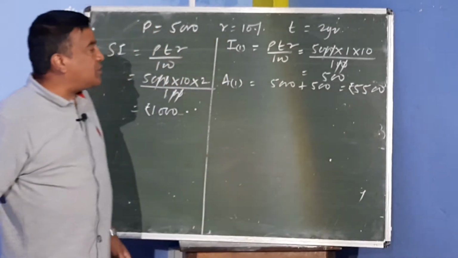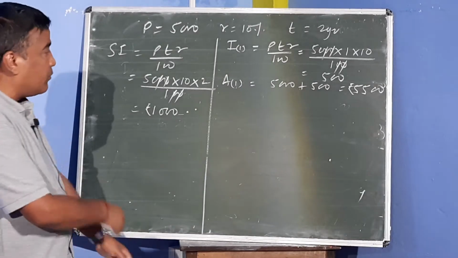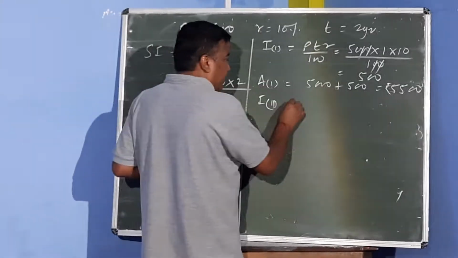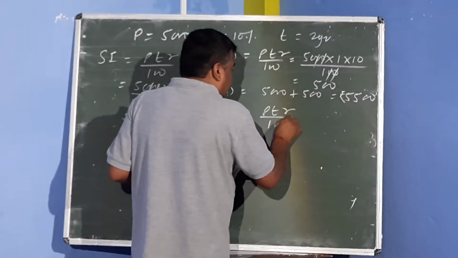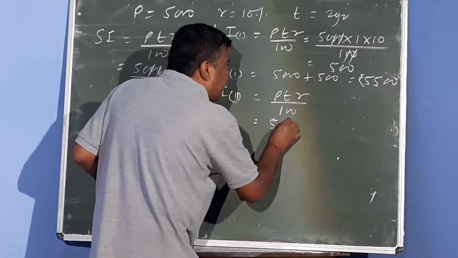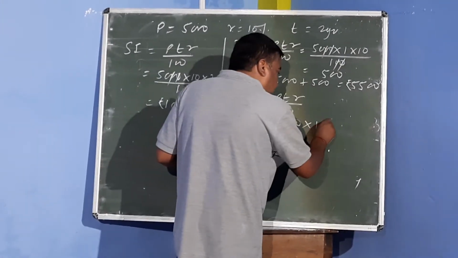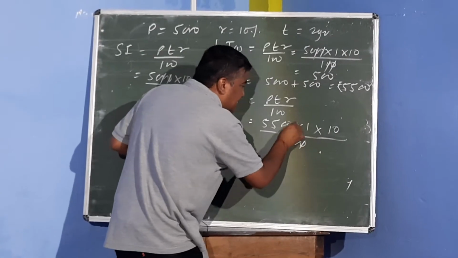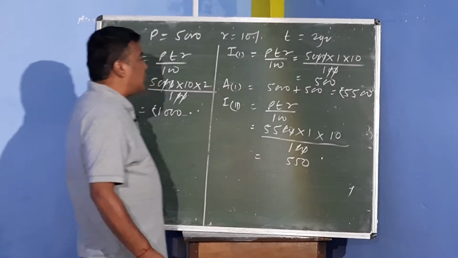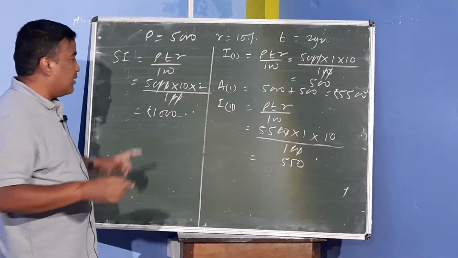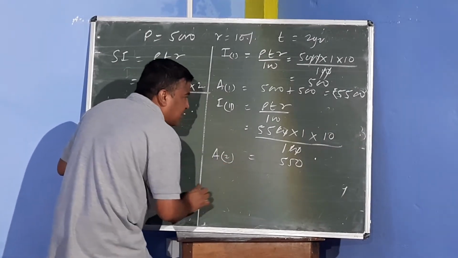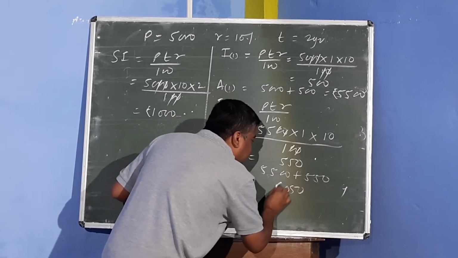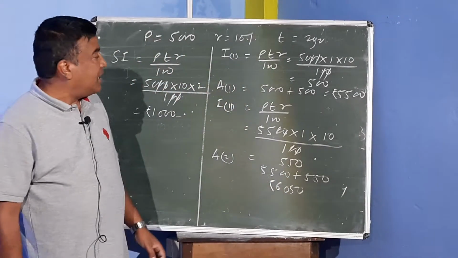Now, this 5,500 is amount for the first year, which is principal for the second year. Then you find out interest for the second year, PTR by 100. So, what is principal? Principal is 5,500 into time is again 1, because total time out here is 2 years, into 10 divided by 100. This and this cancel. So, 550 is interest for the second year. Now, amount for second year will be 5,500 plus 550, 6,050 is amount for the second year.